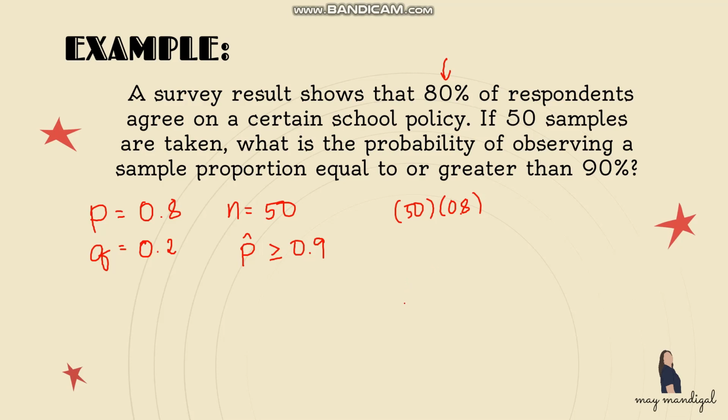And then we will also multiply N and Q and see if it's greater than or equal to 10. So for the first one, this is 40, so it's greater than or equal to 10. And then we have 10, also greater than or equal to 10. So that means the data that we have is approximately normal.